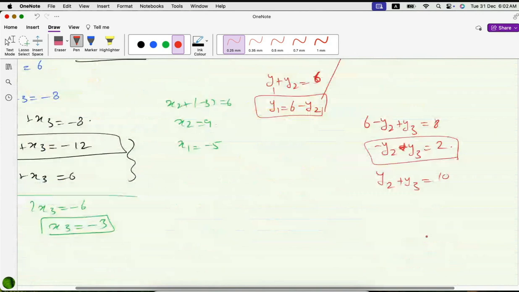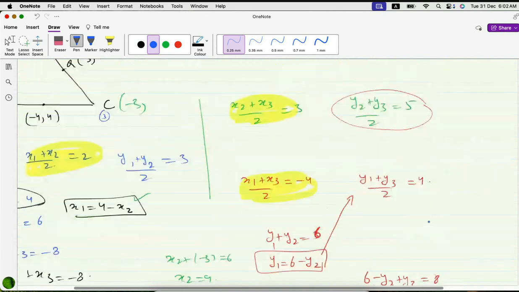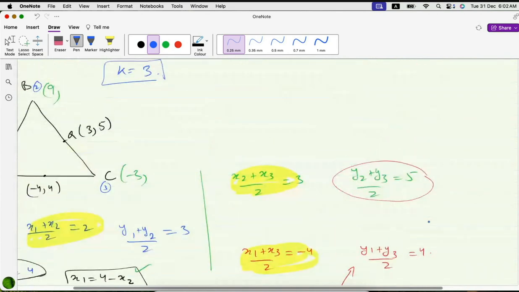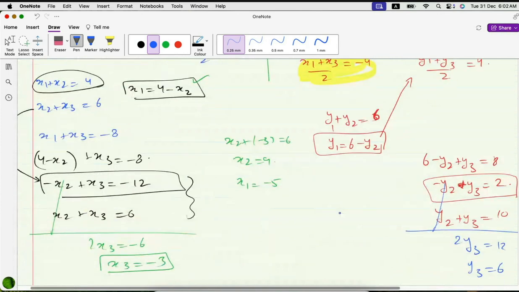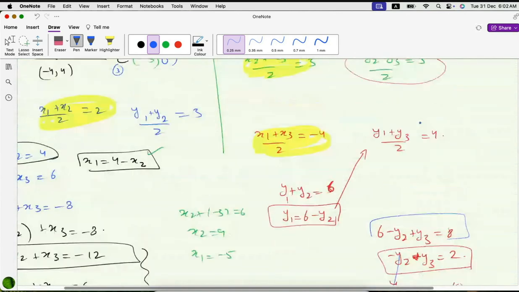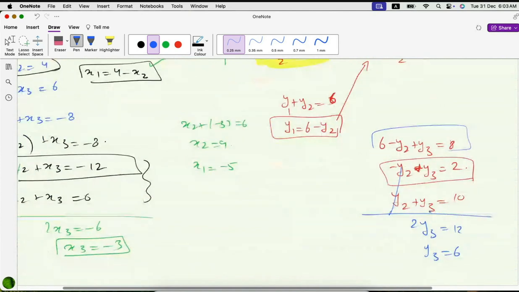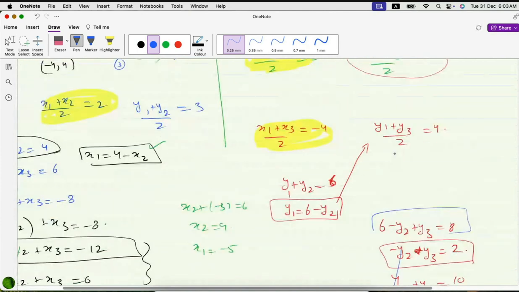So we just add them. We get rid of this. This is 2 y3 is equal to 12. y3 is equal to 6. So y3 is 6. When we have y3, we can solve for y2 and y1. y3 is just 6. I'm using this equation. y1 plus 6 by 2 is equal to 4, 2 times 4 is 8, minus 6 is 2. y1 is equal to 2.